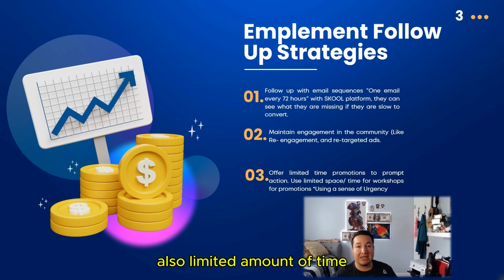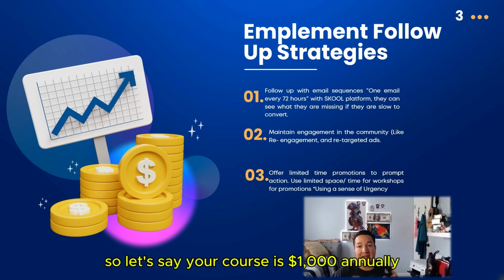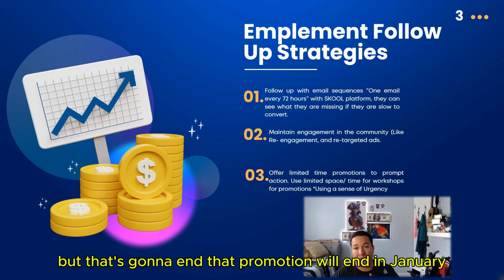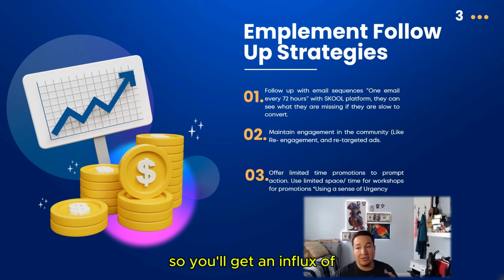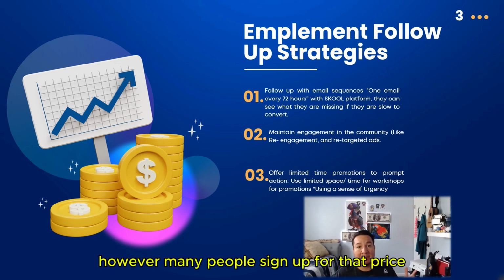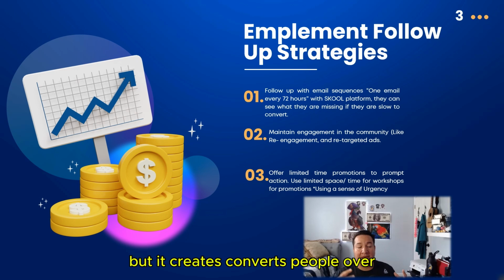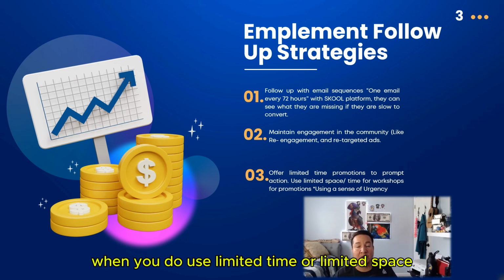Also, limit the amount of time. Let's say your course is $1,000 annually, but that promotion will end in January. So you'll get an influx of however many people sign up for that price, and then you can run another promotion down the line. It converts people over. It really helps when you use limited time or limited space.